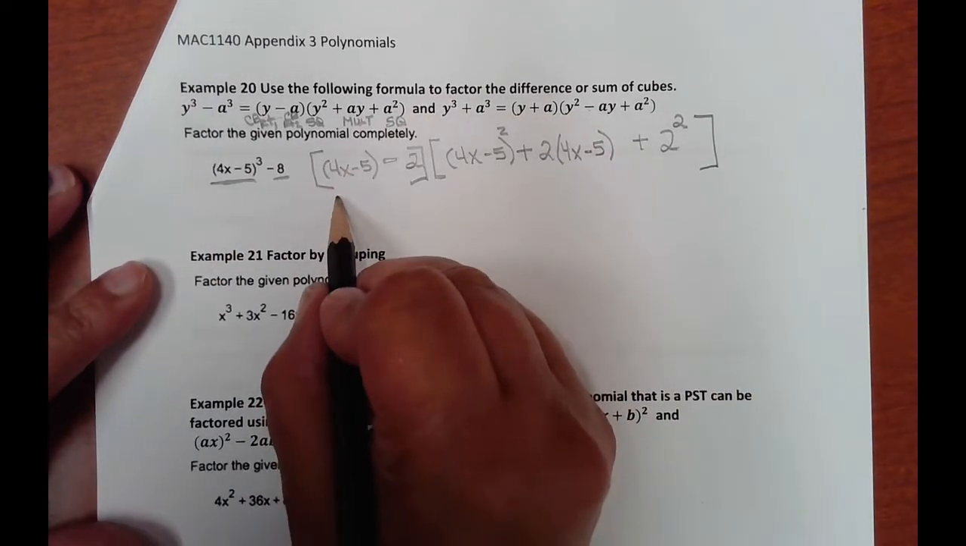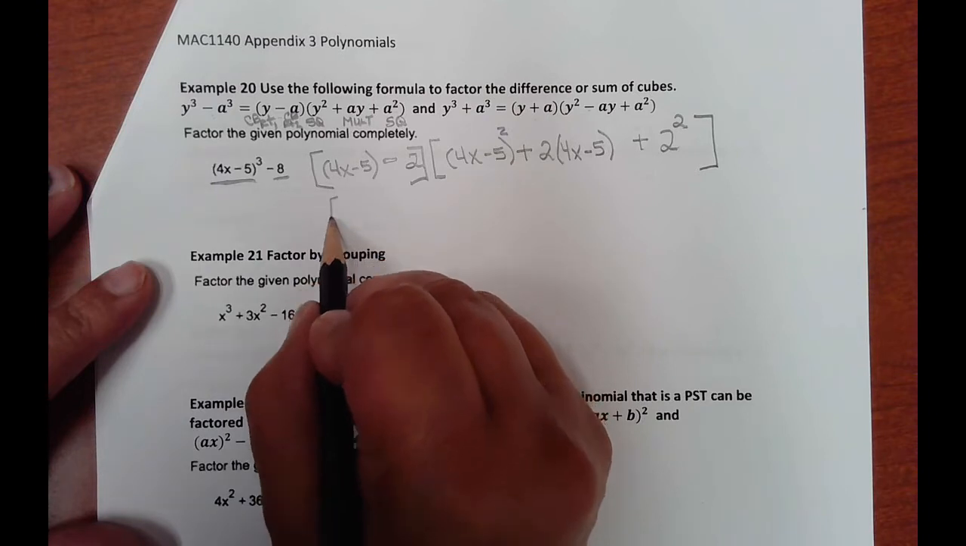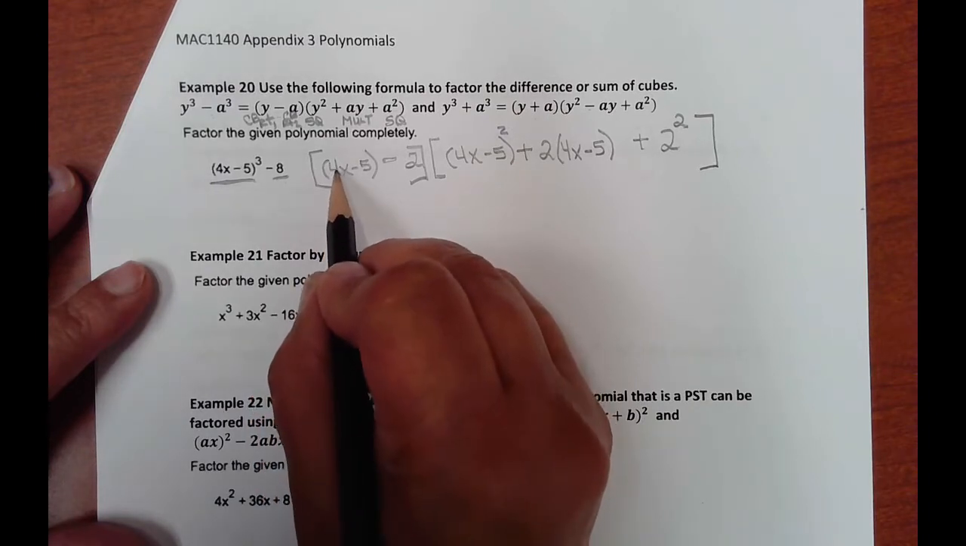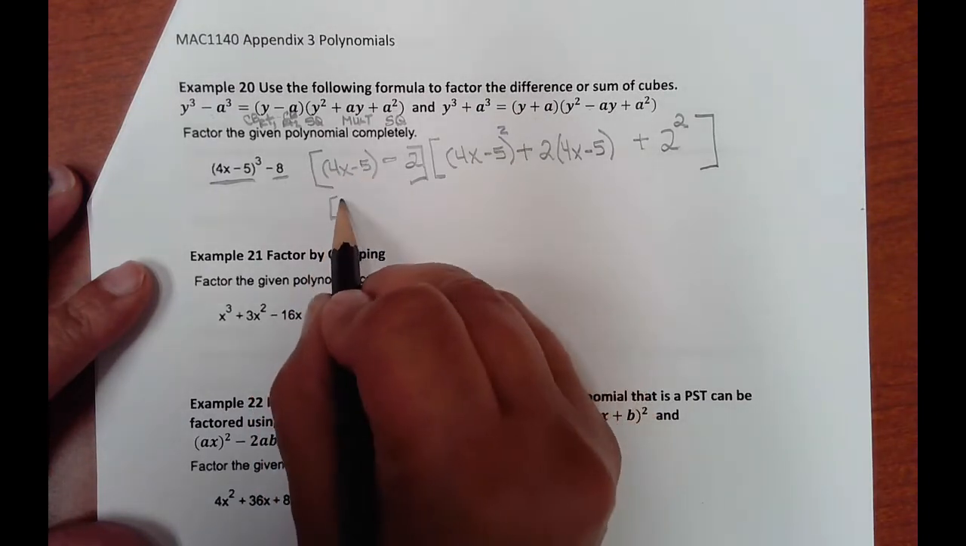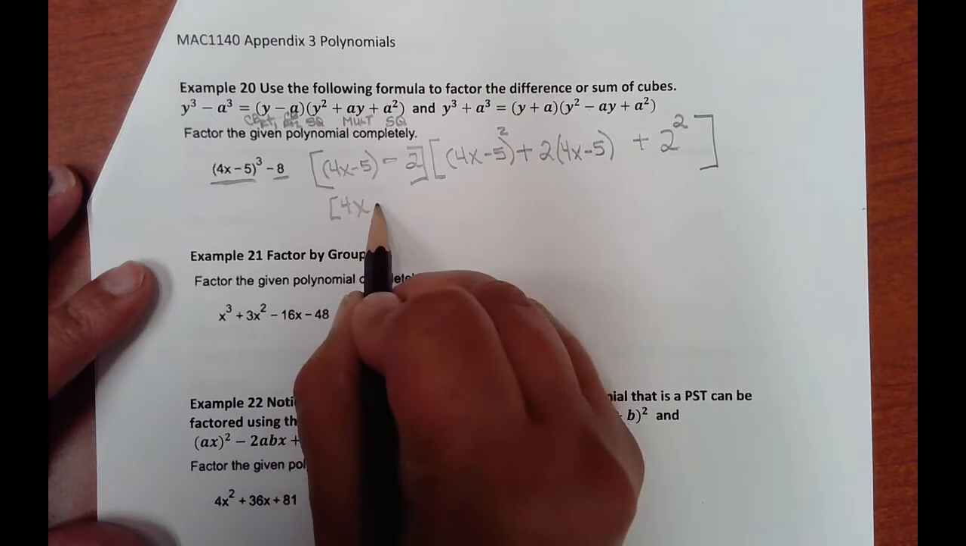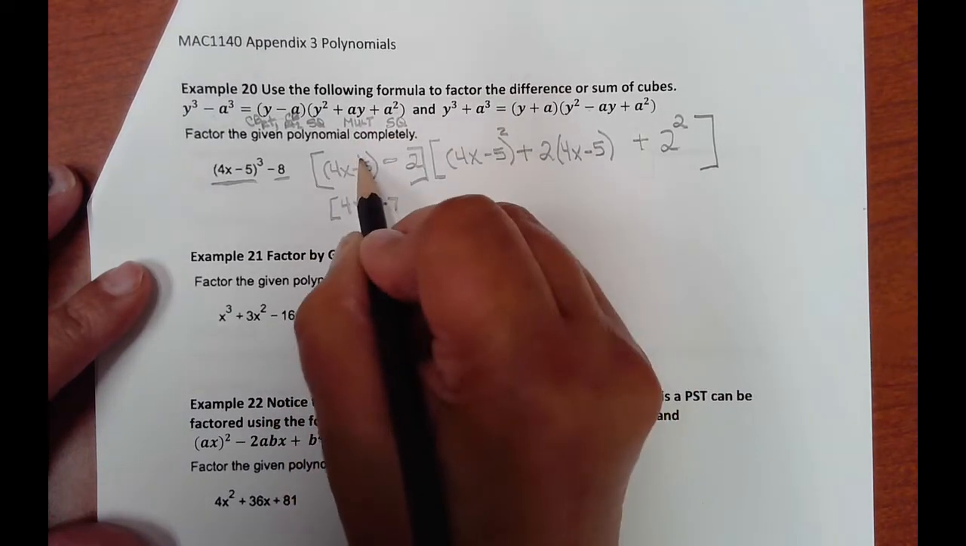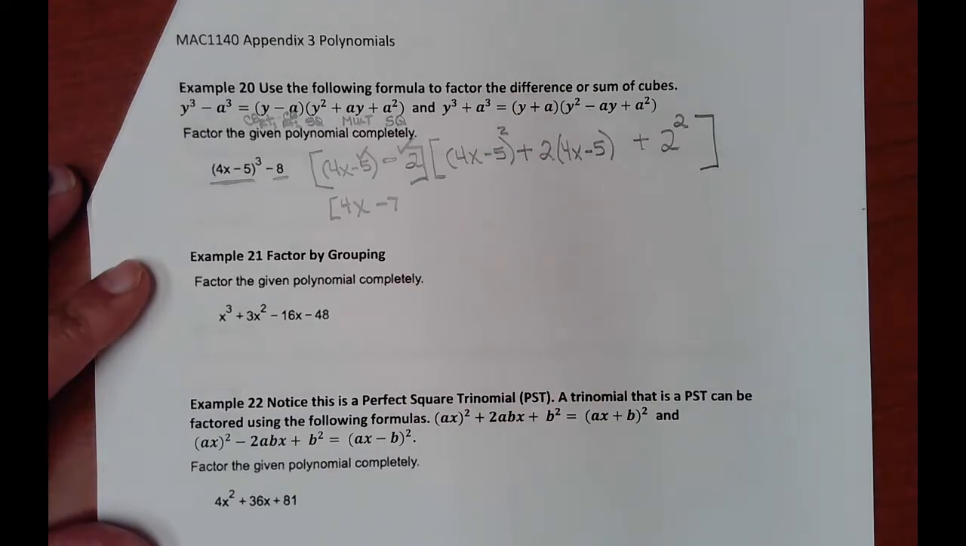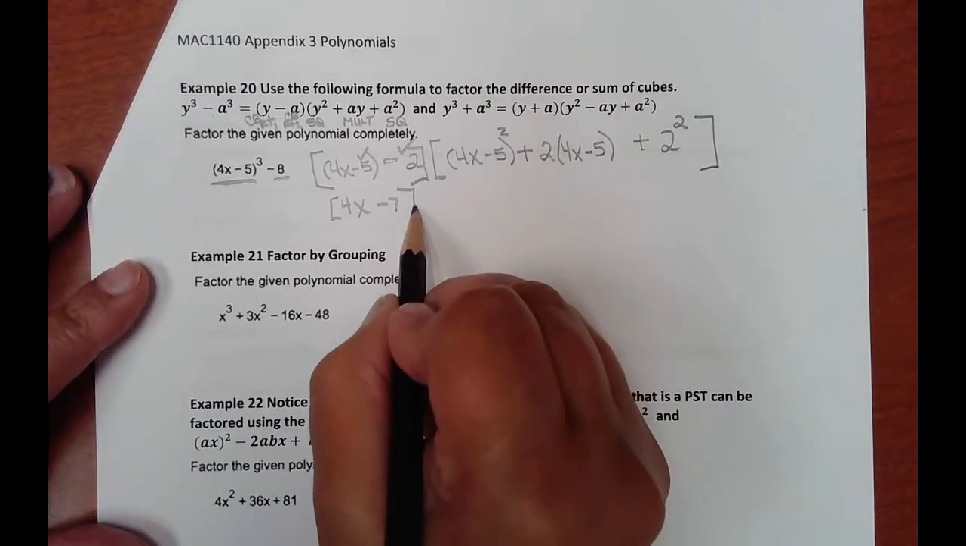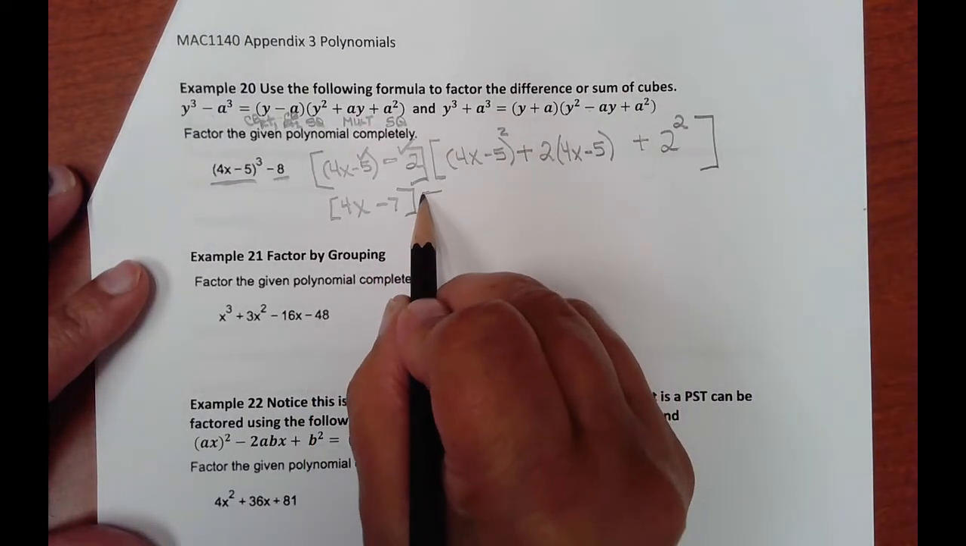So in this first bracket, you have 4x minus 5 minus 2, which is 4x minus 7. I'm combining the negative 5 with the negative 2. And then there's a lot more work to do in the second brackets.